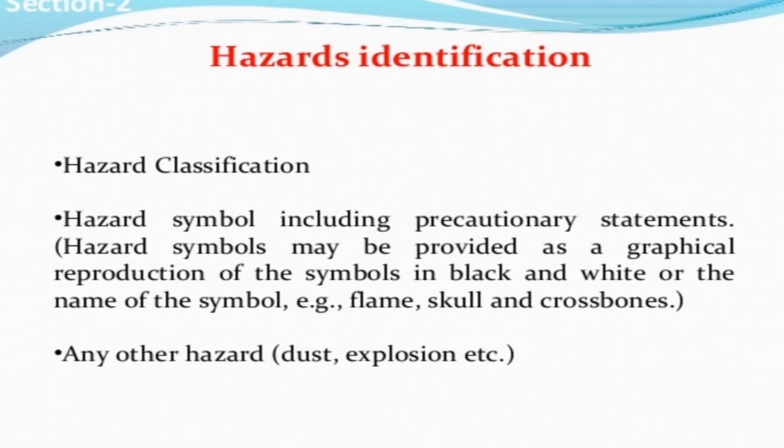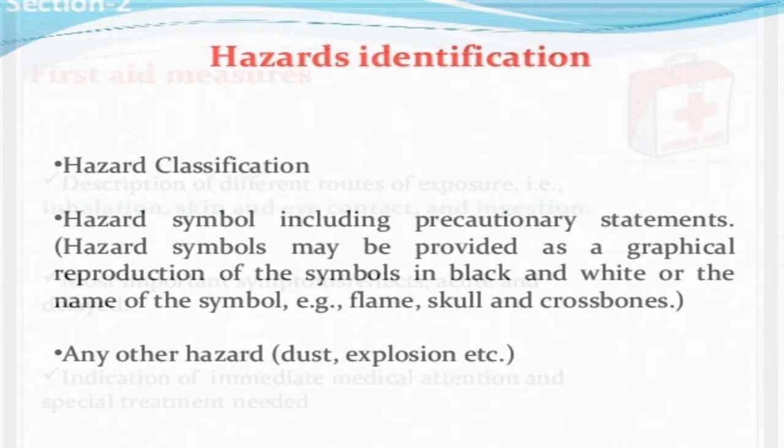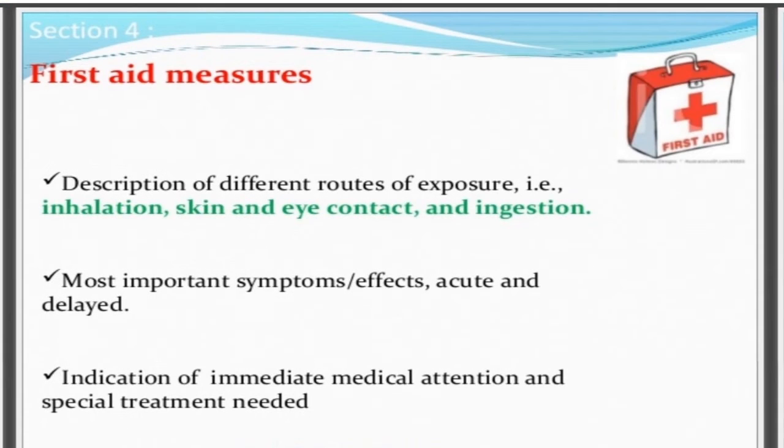The second section of MSDS contains hazard identification, that is hazard classification, hazard symbol including precautionary statements, then any other hazards, dust, explosion, etc. The next section contains first aid measures, description of different routes of exposure, that is inhalation, skin and eye contact, and ingestion. Most important symptoms, effects, acute and delayed, indication of immediate medical attention and special treatment needed, etc. are involved in section 4 of MSDS.